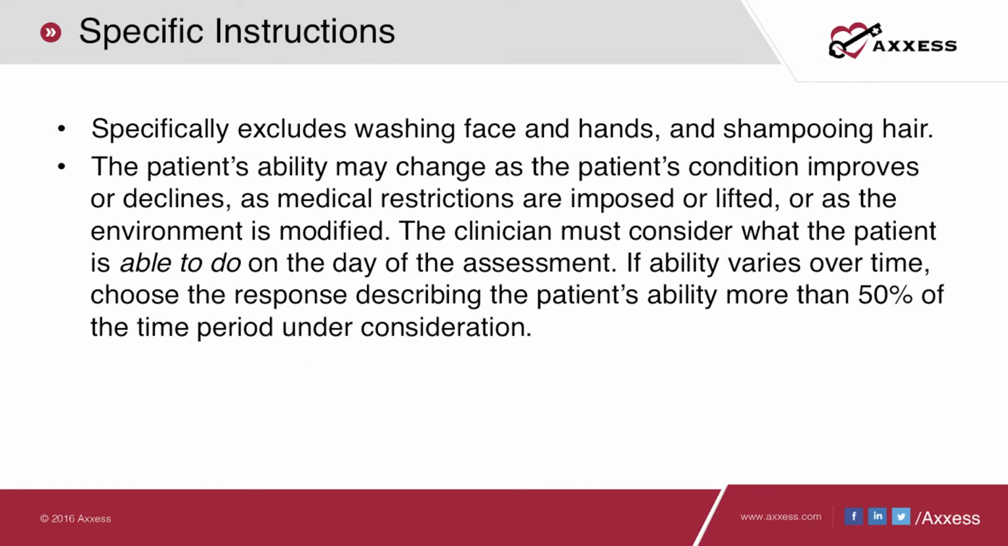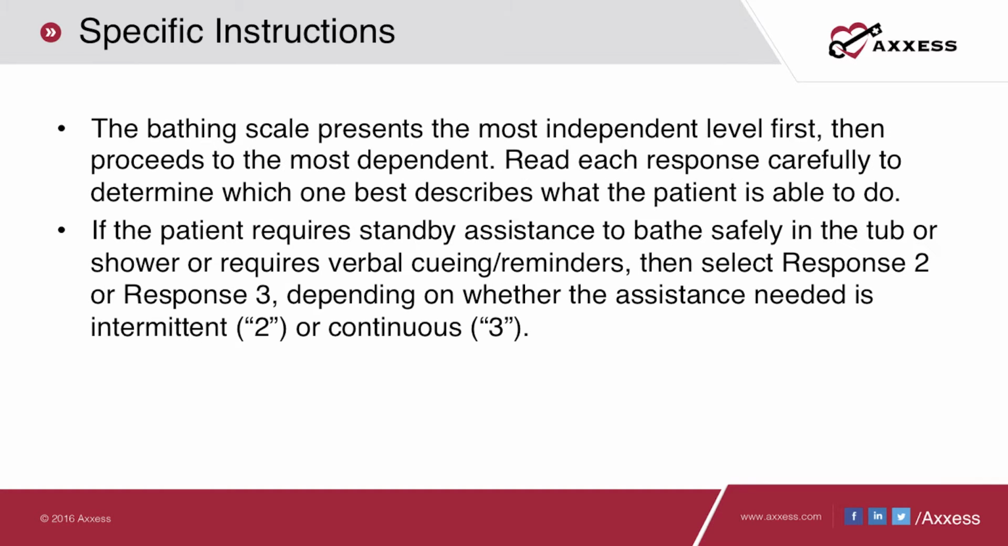The clinician should assess the indicators based on what the patient is able to do more than 50% of the time, keeping in mind that the patient's ability may change as their condition improves or declines. Washing of the face and hands and shampooing hair is excluded from this indicator. The bathing scale begins with the most optimal level first and then declines to the most dependent.